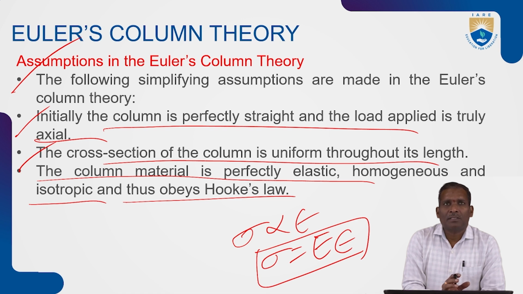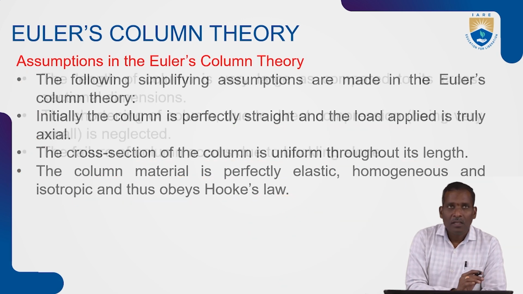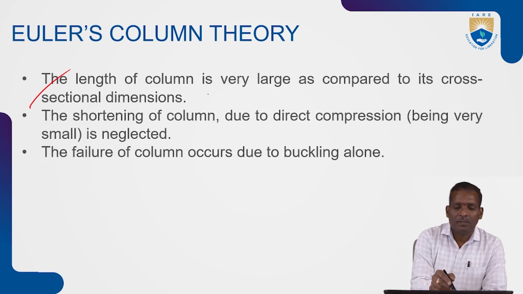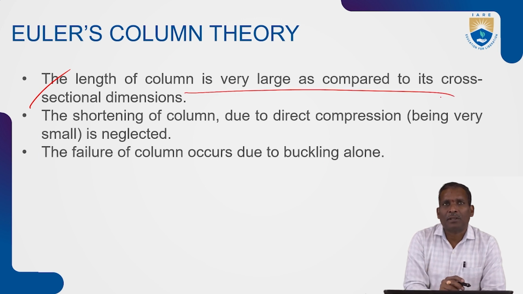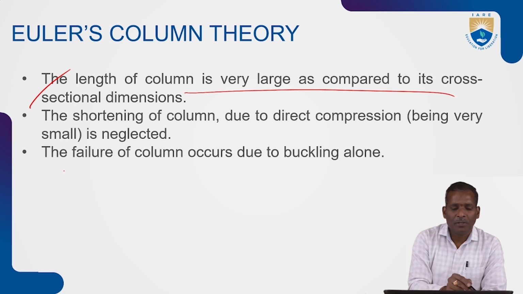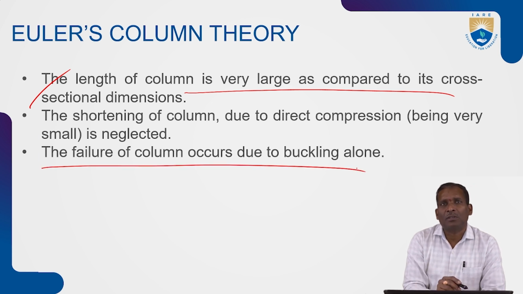So the major assumptions are that the column material is perfectly elastic, homogeneous, isotropic, and obeys Hooke's law. Always the column is perfectly straight and the load applied is truly axial. The length of the column is very large as compared to its cross-sectional dimensions. The shortening of the column due to direct compression, being very small, is neglected. So the failure of the column occurs due to buckling alone.